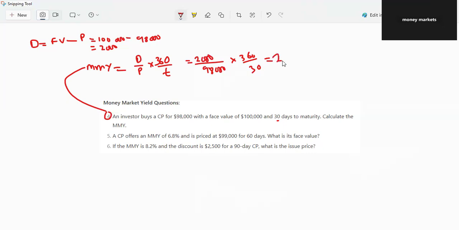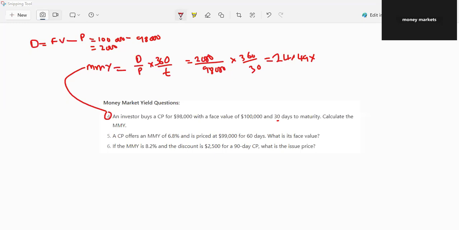All right. So that is how we calculate the money market yield. Then we go to computation of our second part. The second part is asking for us to calculate the following. A commercial paper offers a money market yield of 6.8% and is priced for 99,000 for 60 days. What is the face value?